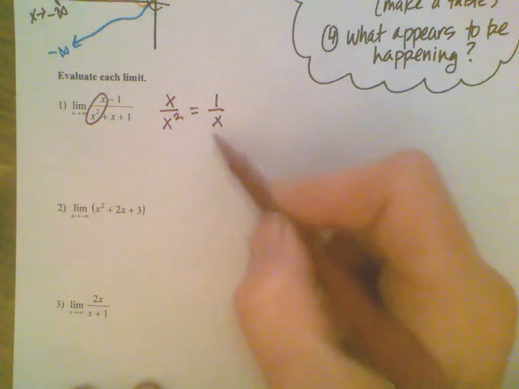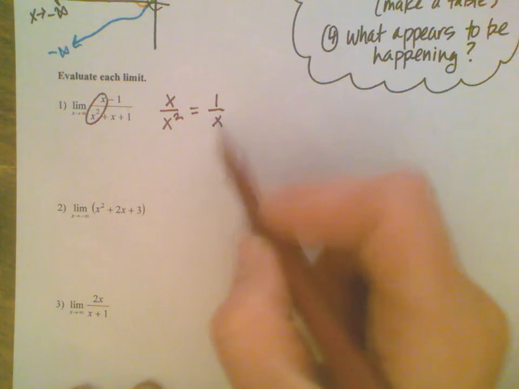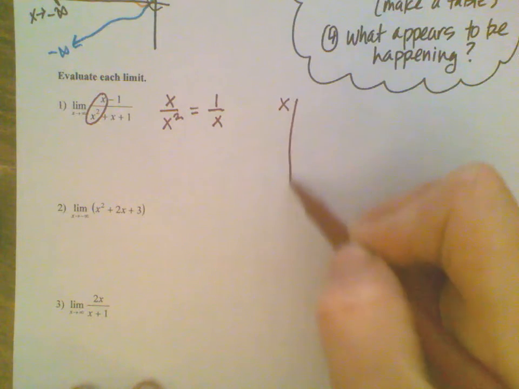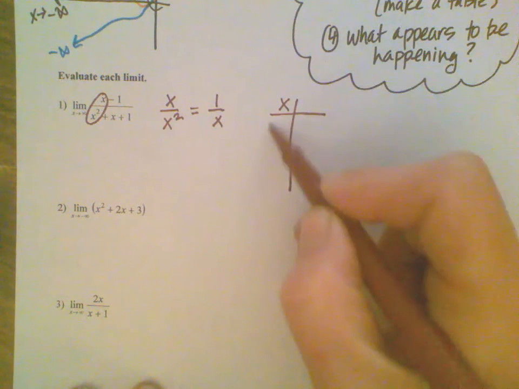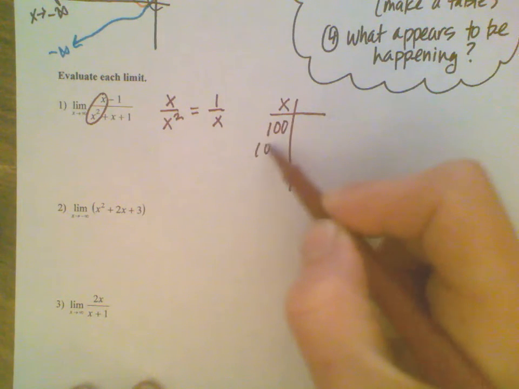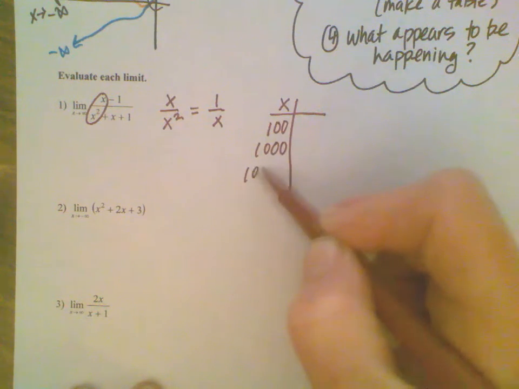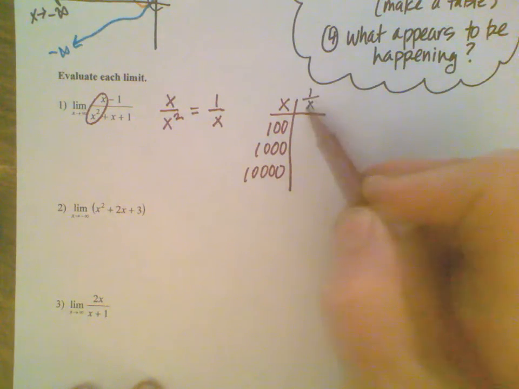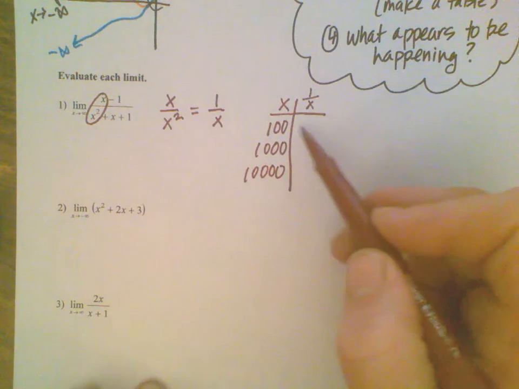So I just make a little table. Here I'll plug in values for x. I'll just make this little table here. I'm going to plug in 100, 1,000, and 10,000 into 1 over x and see what I get and see if I can see what's happening.